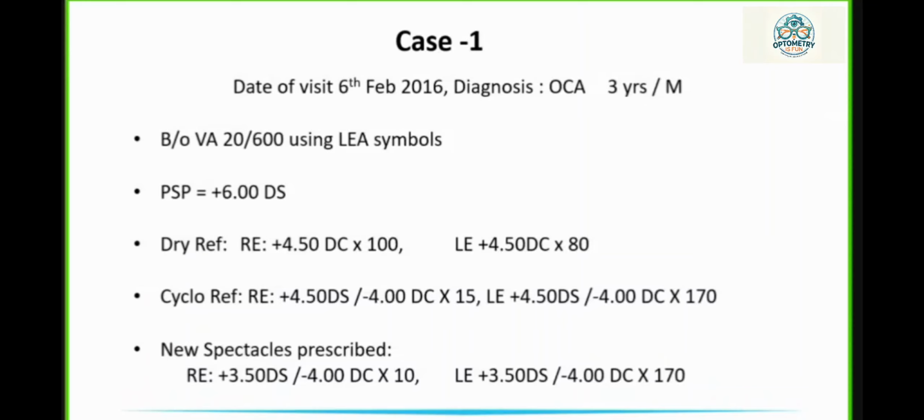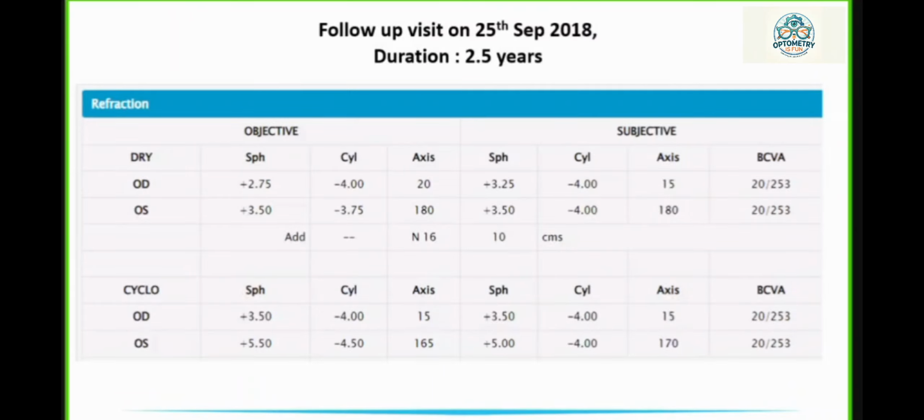Cycloplegic refraction showed plus 4.5 with -4 cylinder, and left eye plus 4.5 with -4. So if you see, both are symmetrical. The amount of spherical and cylindrical are exactly the same in the right eye and left eye. Here, in the dry also, the left eye shows more hypermetropia, and cycloplegic also shows more hypermetropia, about 2 diopter difference that you are seeing, and then the person is accepting as well. So in acceptance also, that difference is being accepted.